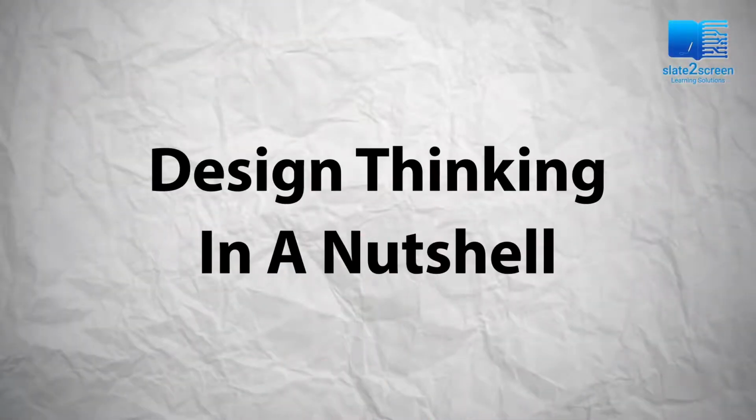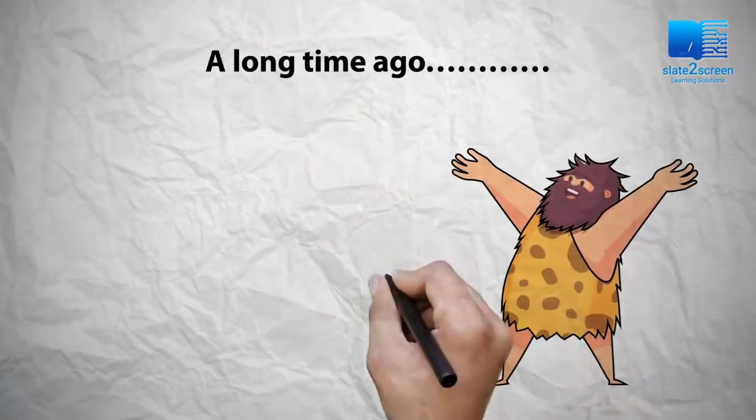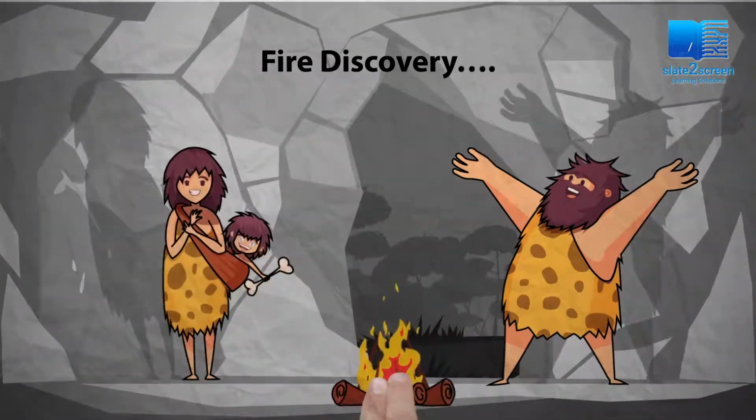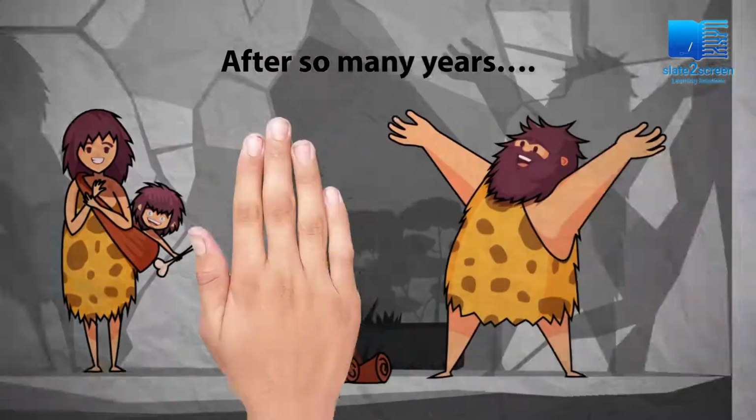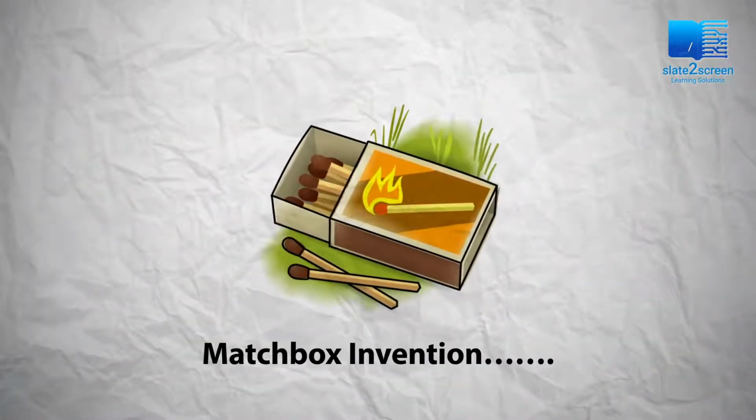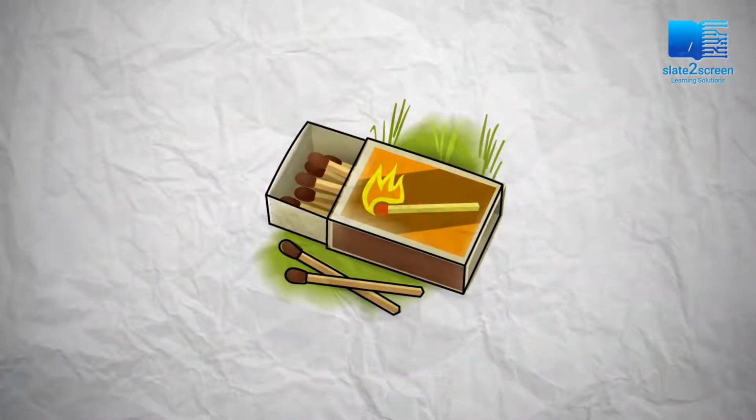Design thinking in a nutshell. A long time ago, the Stone Age man discovered and used fire. Well, humans didn't stop there. After so many years, the modern gadget matchbox replaced the traditional method. Indeed, it eased our lives.